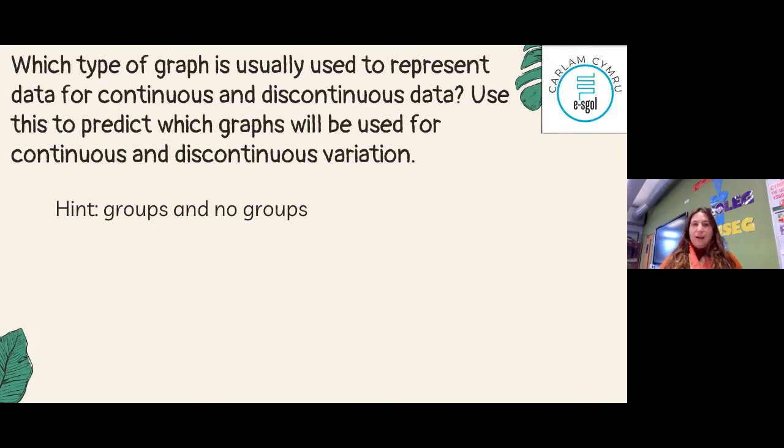So I want you to think now, which type of graph is usually used to represent data for continuous and discontinuous data? I don't really need you to think about variation at this point. Just how would we show data that has a continuous range of results? And how would you show data in a graph for discontinuous data? Have a think for me.